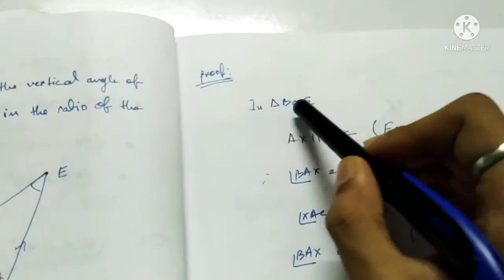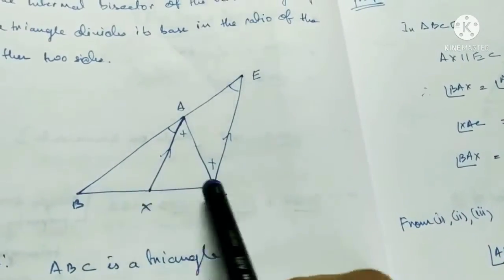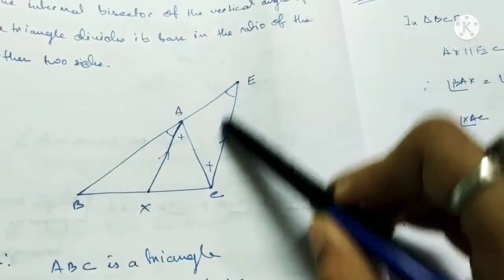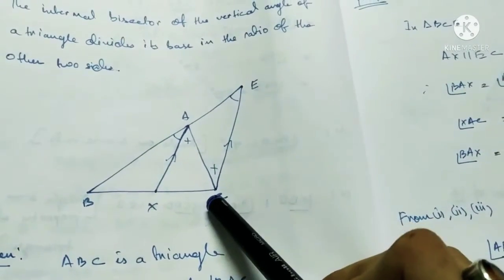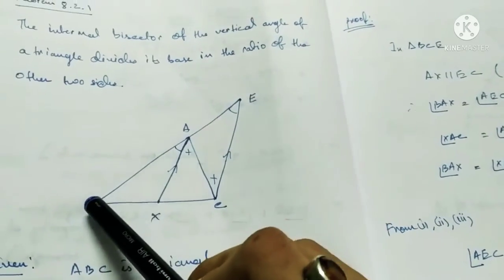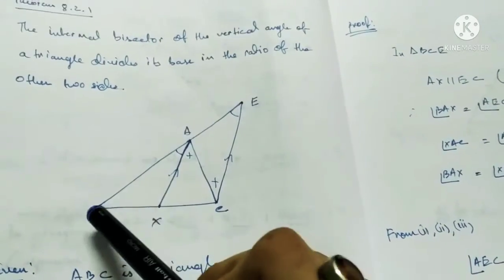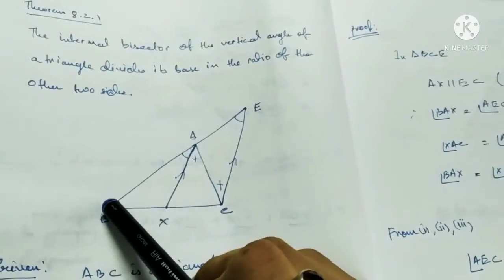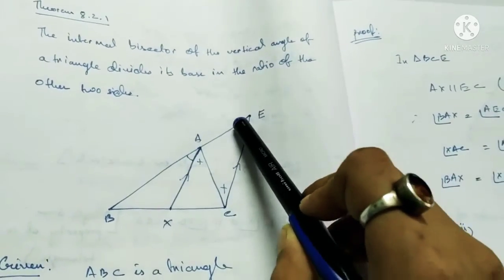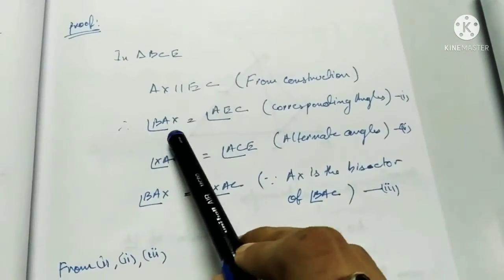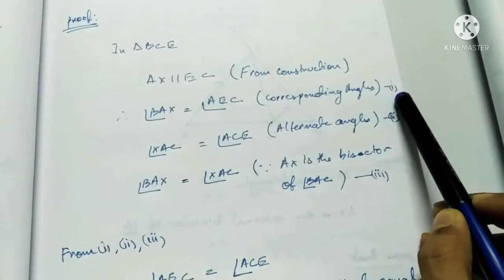Next, I will start the proof. So in triangle BCE, AX is parallel to EC. This one I am getting from construction. And therefore, I can say that angle BAX is equal to angle AEC. This is parallel to this, this is the transversal, so this angle is equal to this angle, corresponding angles. That will be equation number 1.